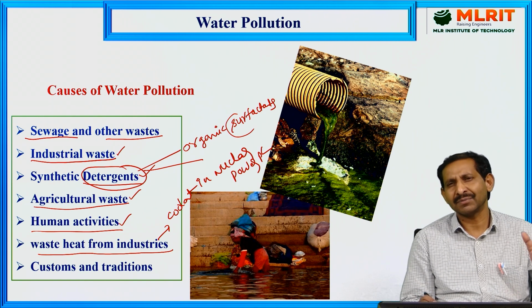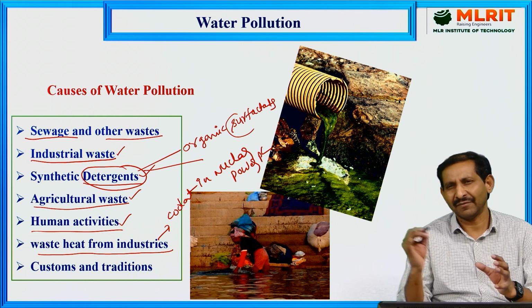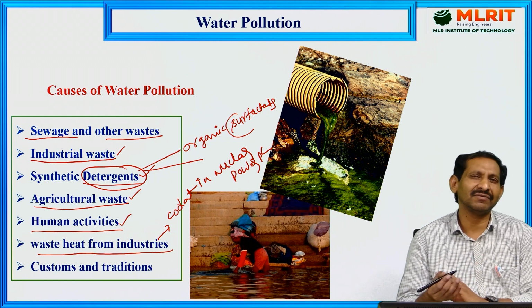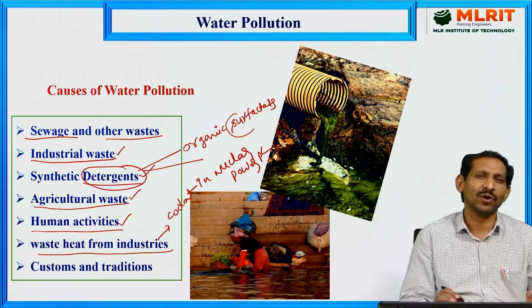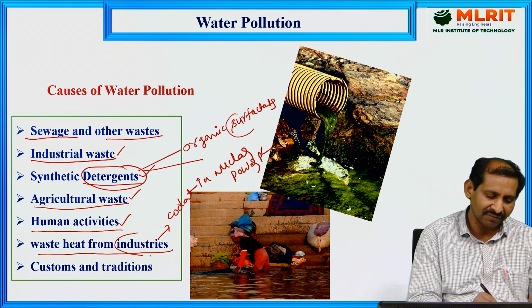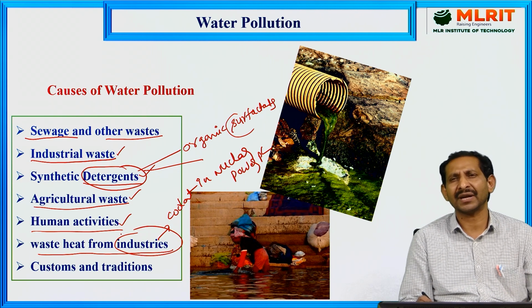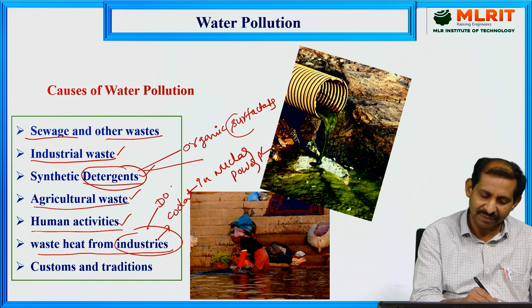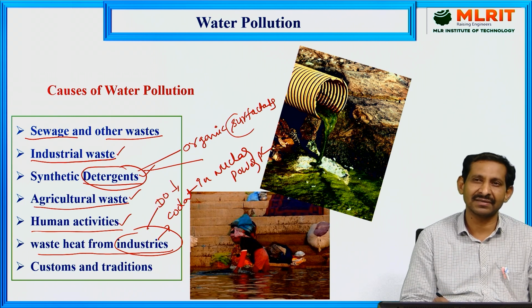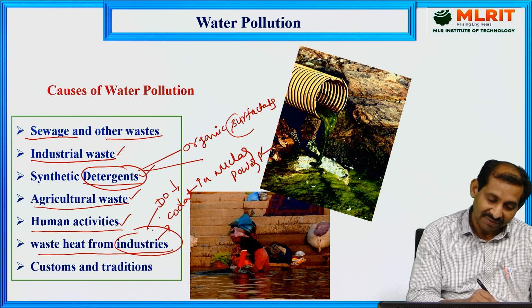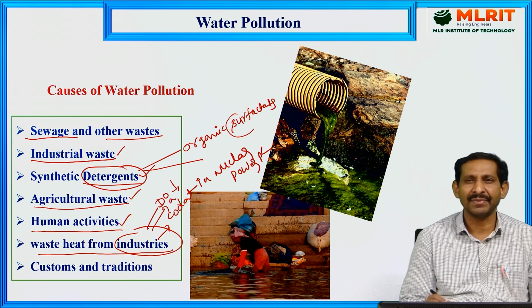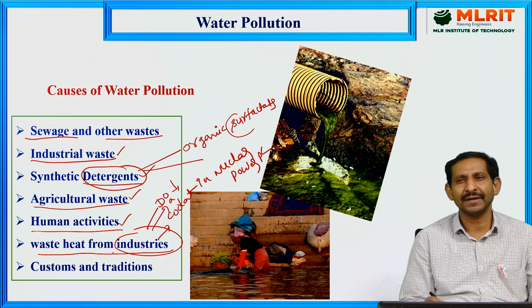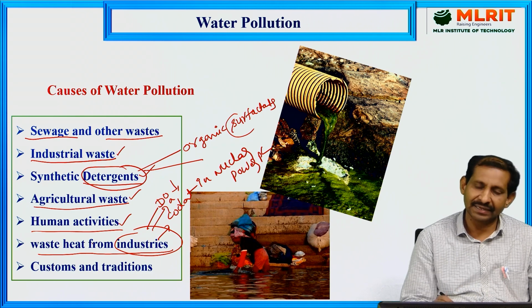Water absorbs a lot of heat released from the energy sources, so some of the heat comes out and enters the water bodies. That heat affects a lot of parameters in the water bodies. Dissolved oxygen decreases, and aquatic life is damaged because the temperature is going up. All of this is affected by the waste heat from the industries.